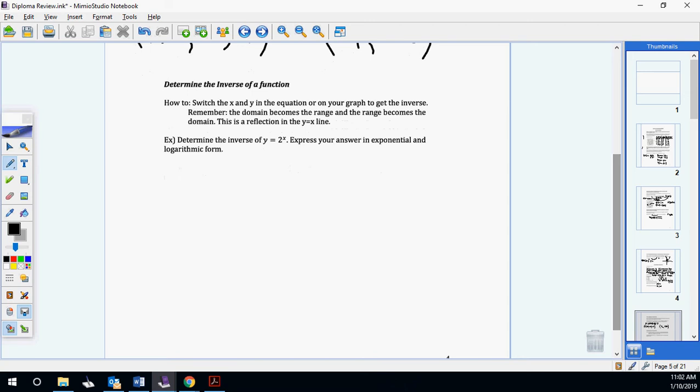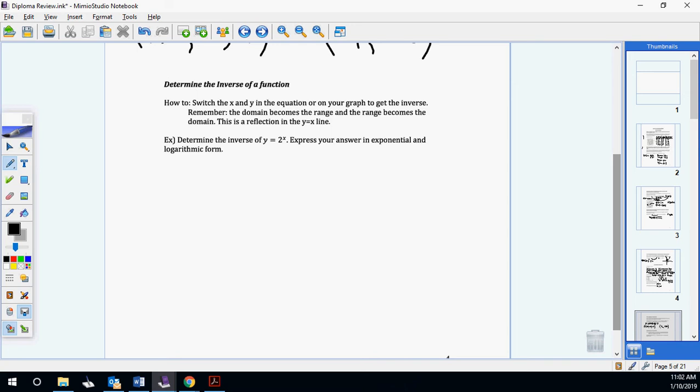All right, switch the x and y in the equation on your graph to get the inverse. So remember, to find the inverse, you flip x and y and solve. Domain becomes range, and range becomes domain, so the x and y stuff flips. Okay, so determine the inverse of y equals 2 to the x. Express your answer in exponential and log form.